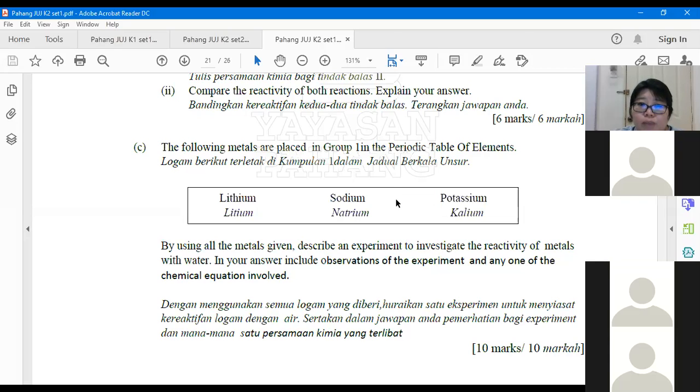Let's say just now you have mentioned 4 steps. So now the next step, you are going to repeat step 1 to 4 by replacing the lithium with sodium and potassium. Okay, this is your procedure.